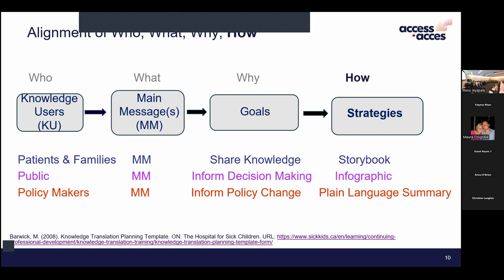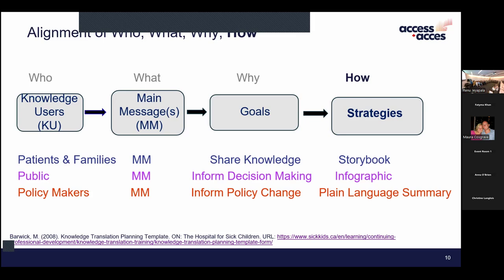So that's just one example of aligning the knowledge user groups, the main messages, the goals, and the strategies. A lot of dissemination fails not because the research is weak, but because the message, audience, goal, and strategies don't line up. And this misalignment leads to wasted time, effort, and resources. As you leave today, ask yourself who needs the knowledge from your project.